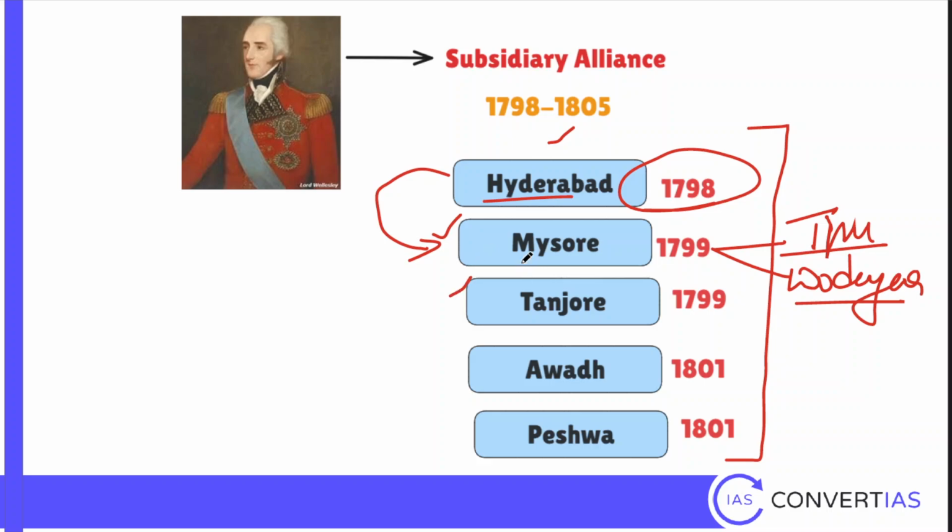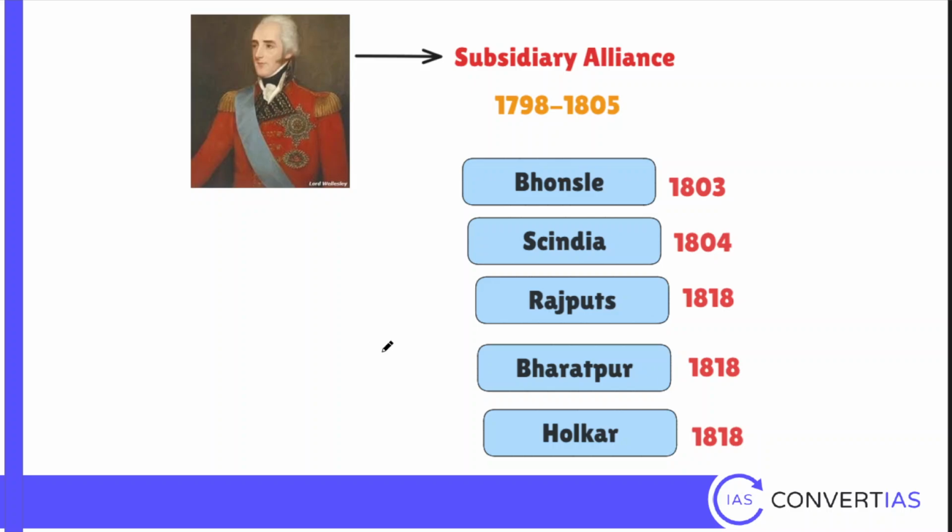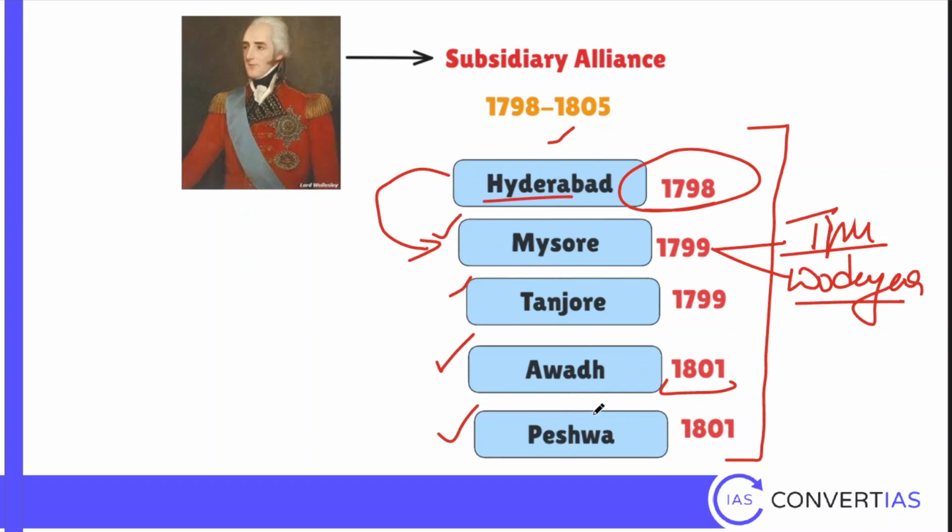Tanjore, Awadh. Awadh is the state that was annexed. Initially, I told you, Battle of Buxar, but proper subsidiary alliance signed in 1801. Peshwa, the Maratha territories. Peshwa was the power center. He was the prime minister. Next up, you have Bhosle, Scindia. So the Marathas will keep signing one by one. They don't sign all of a sudden. The last person to sign subsidiary alliance is the Holkar, 1818. Remember this, Holkar, and remember the first Hyderabad. Remember Mysore that comes immediately after that, and the Marathas in the middle.